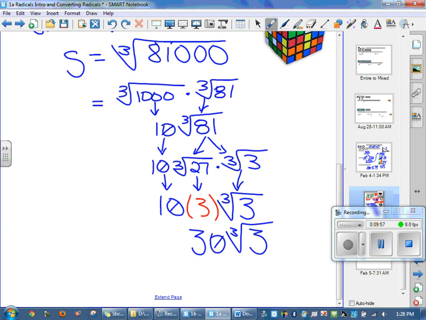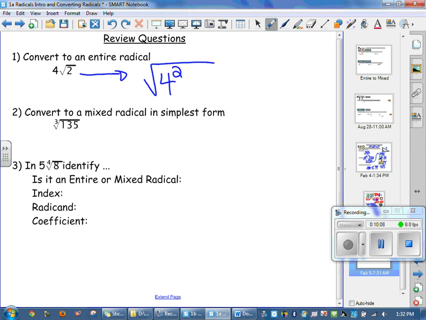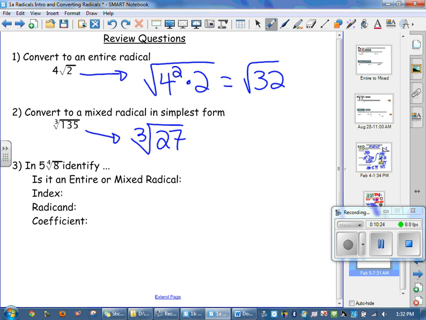Okay, we're going to review the questions. We're now going to take those up quickly. You should have this one looking like root 4 squared times 2, which will give us root 32. We're going to look at the next one, cube root 135. What can we break cube root 135 into? What does it divide by? 27 and 5. Good. So I've got cube root 27, don't forget your index, times cube root 5. That's going to give me a big 3 to the cube root of 5.